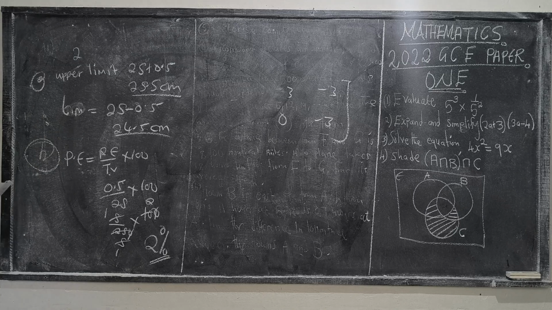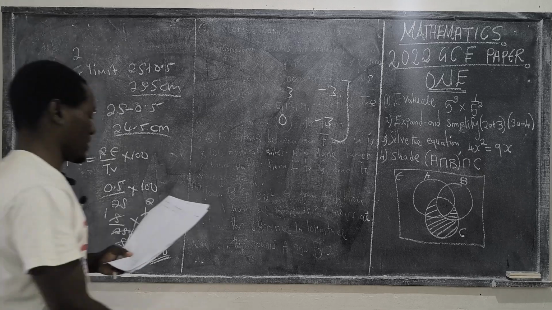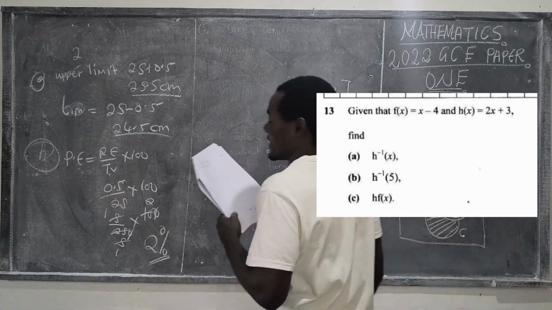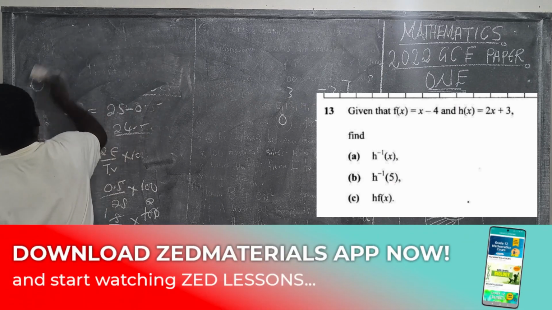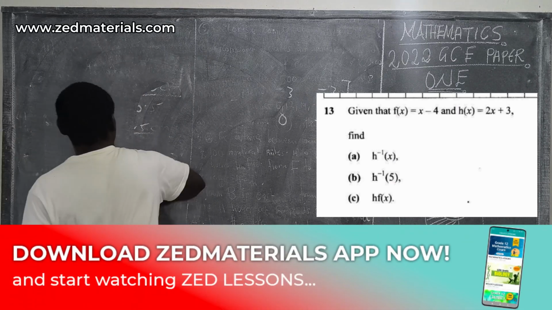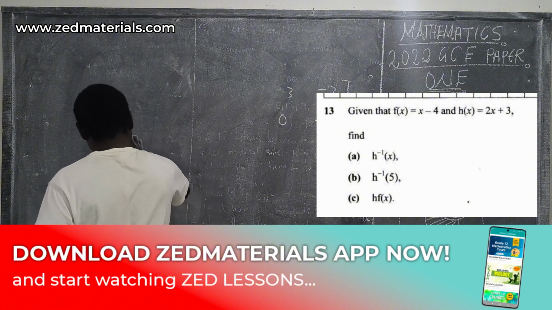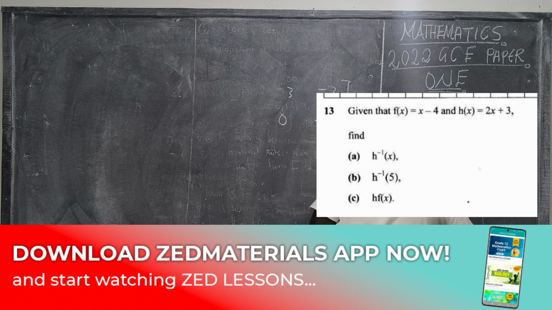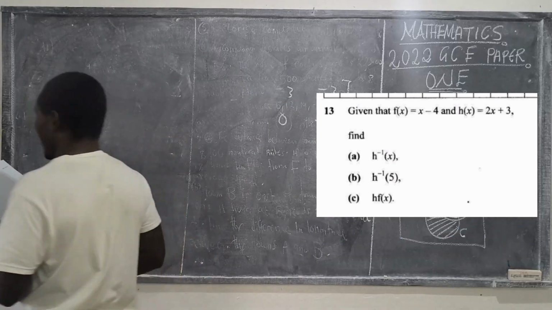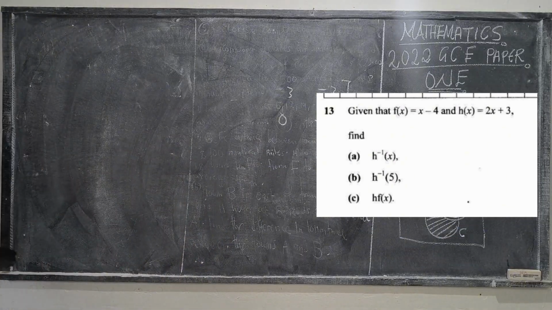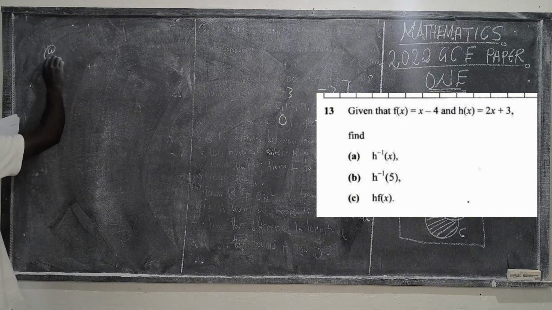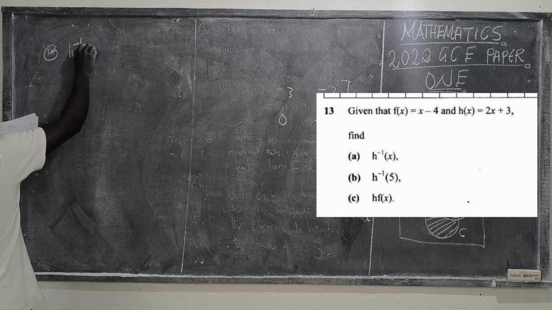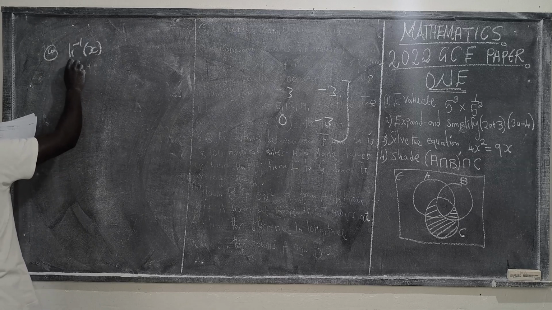We move on to question number 13. I'm sure you're enjoying these things wherever you are. Question 13, it is functions. Again, when you go to the Z Material app, we explained the topic functions in detail with the aim of letting any one of you understand these things. So given that f(x) is equal to x minus 4 and h(x) is equal to x plus 3, find h inverse of x. So we explained on the Z Material how you can find this.